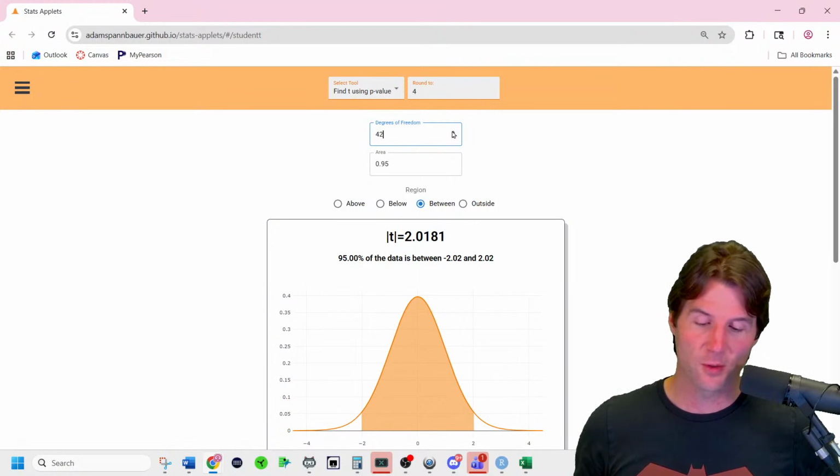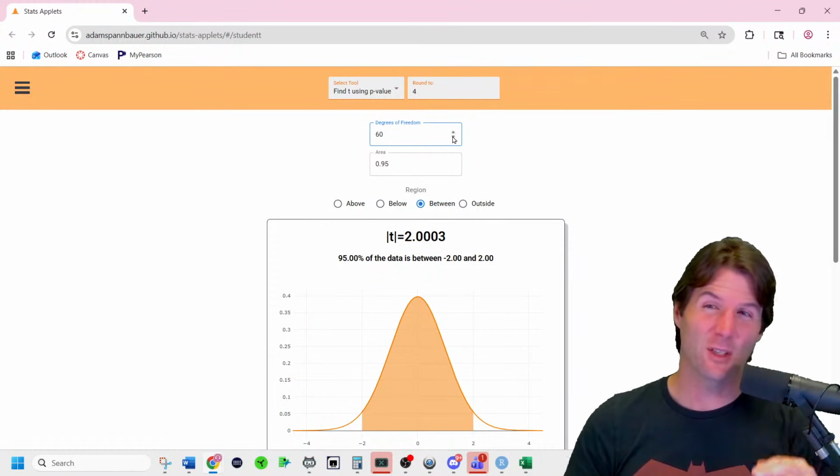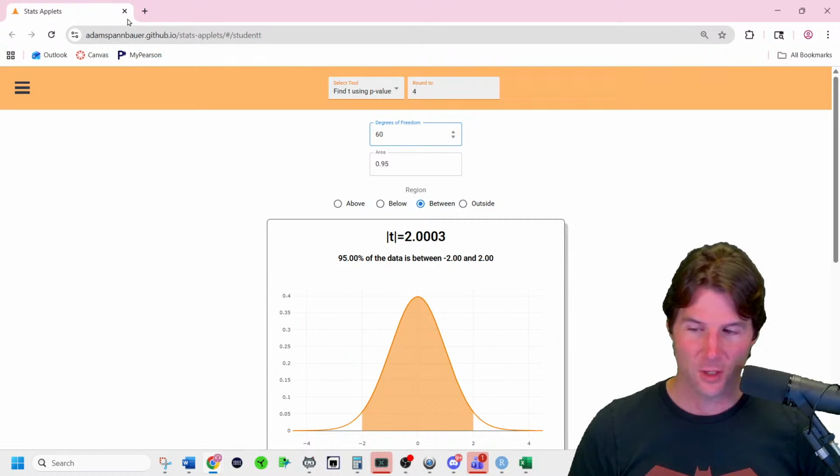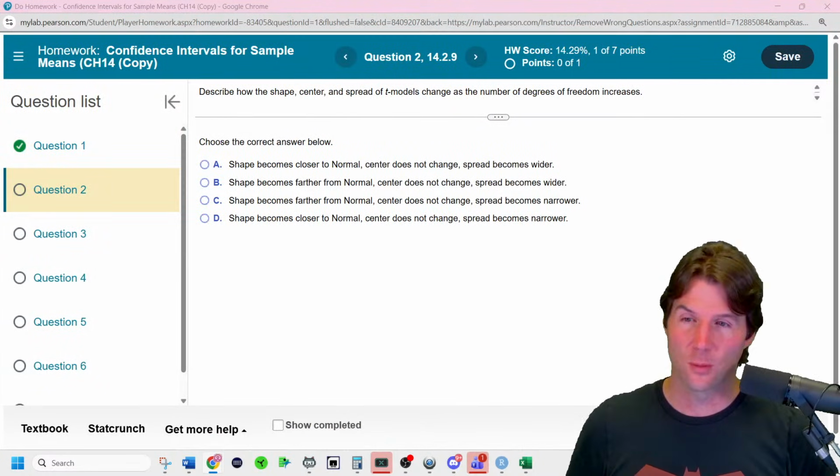As you go towards higher degrees of freedom, at 60 it crosses over the 2. So it's very easy to remember: at 60 degrees of freedom, it's actually 2, like the 68-95 rule. I hope that kind of helps out, John, on why we do that. And that kind of answers this question here, number 2.